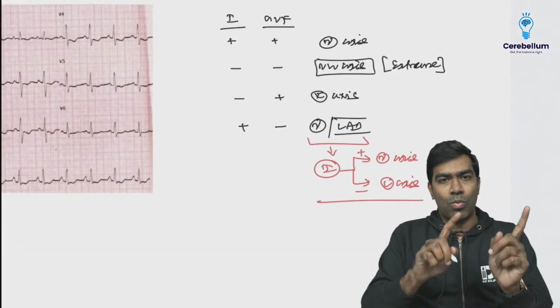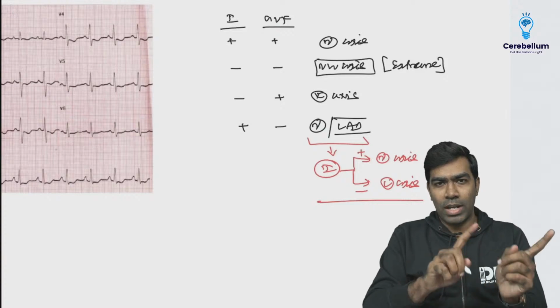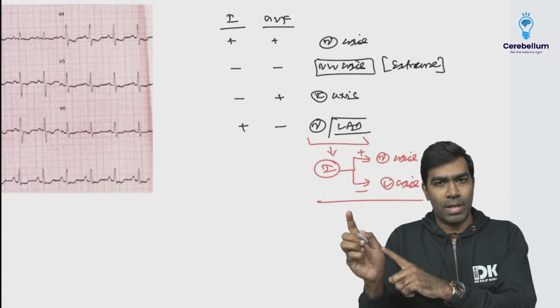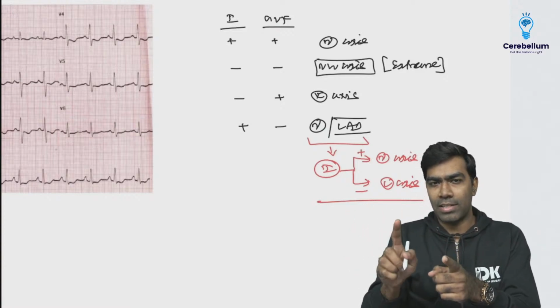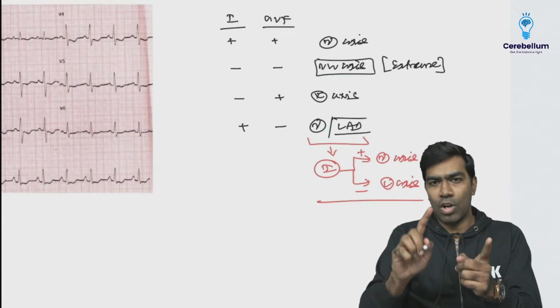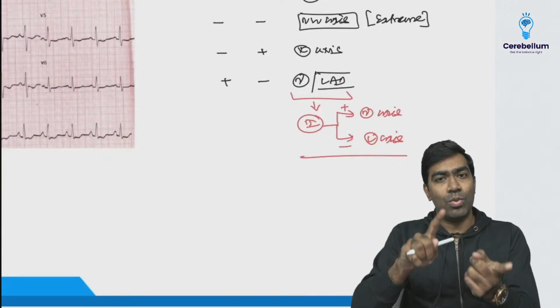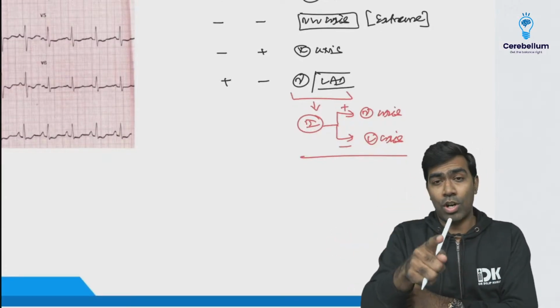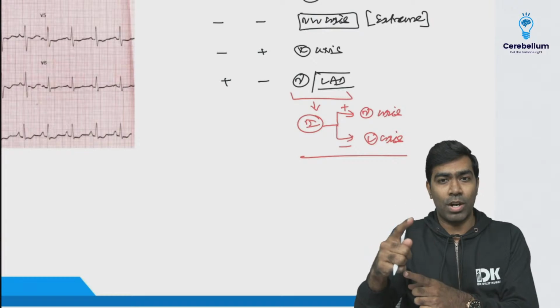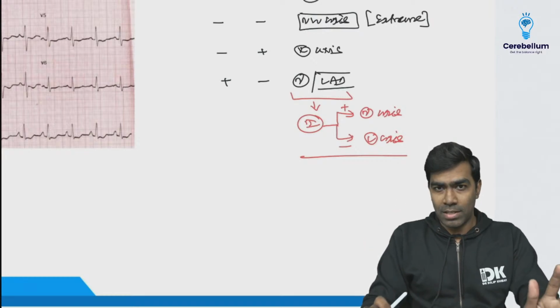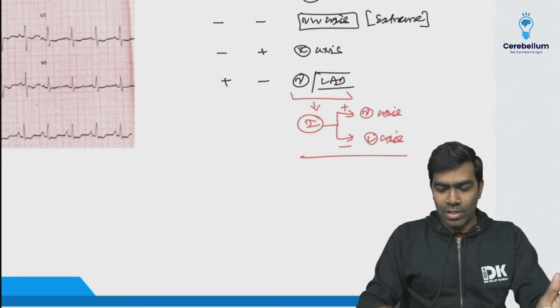So let me repeat: lead 1 positive, AVF positive, normal axis; lead 1 negative, AVF negative, northwest or extreme axis; lead 1 negative, AVF positive, right axis; lead 1 positive, AVF negative, normal axis or probably left axis deviation. How to sort out this confusion? You have to see lead 2. If lead 2 is positive, you're going to call it normal axis. If lead 2 is negative, you're going to call it left axis deviation. As simple as that. That's how we determine the axis.